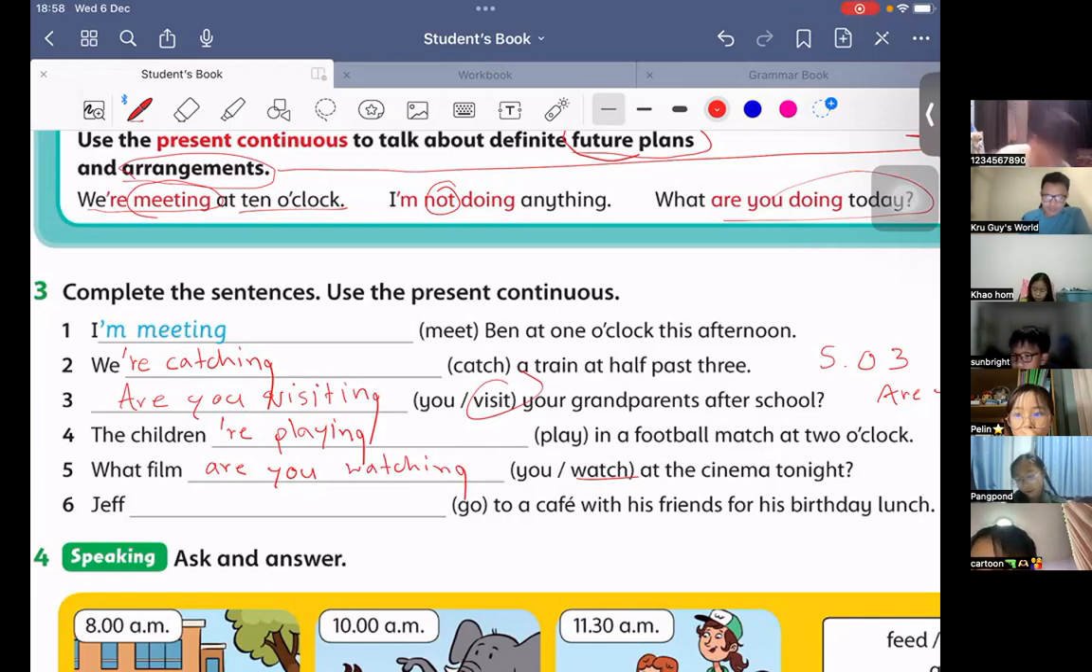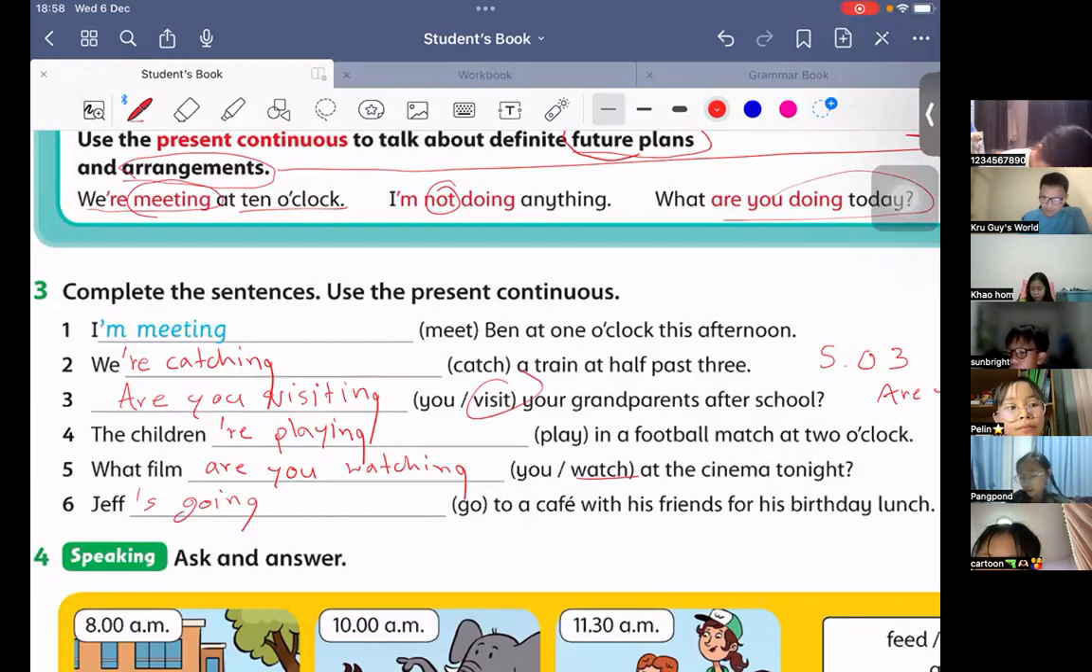Going to a cafe with his friend for his birthday lunch. Okay, good. Dad is going to a cafe with his friends for his birthday lunch.